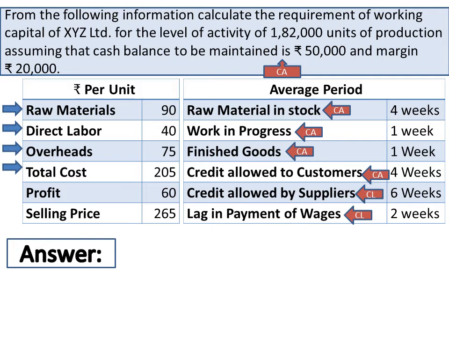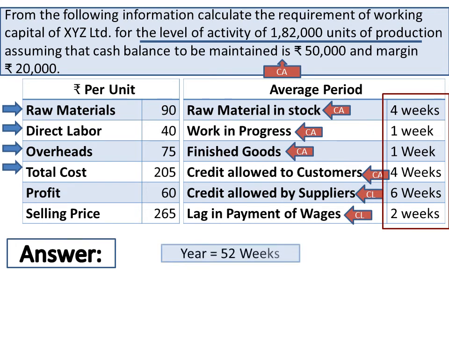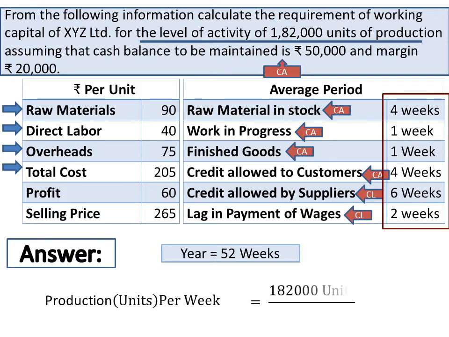Okay. So we can see that average period is given in weeks for all these assets and liabilities. Therefore, we shall calculate production units per week. So let the year be 52 weeks. So our assumption is we are taking year as 52 weeks. Therefore, production in units per week is equal to 1,82,000 units divided by 52 weeks. This comes to 3,500 units per week. Let us now start calculating working capital requirement of XYZ Limited for production units 3,500 per week.